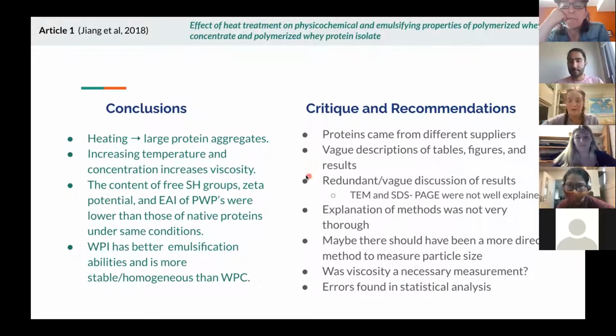Also, the microstructure methods, like the TEM and SDS-PAGE, seemed kind of like an afterthought in the paper, and they didn't really discuss much about their findings and the results. And I also wondered if viscosity was a necessary measurement for the study. And another recommendation would be that maybe they use a more direct method to measure particle size.